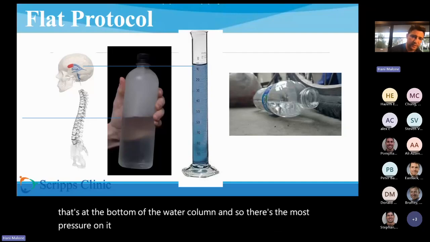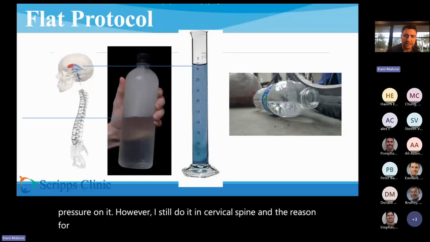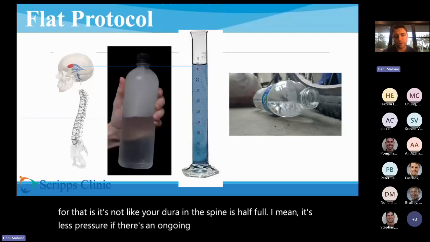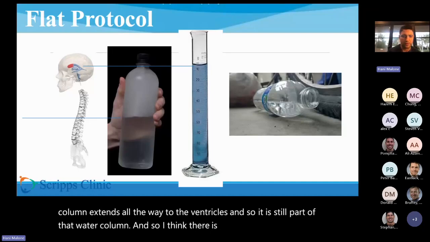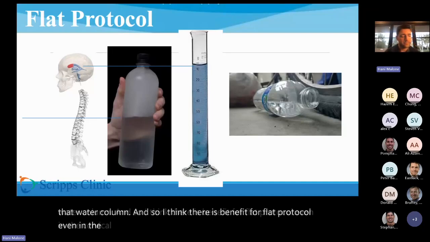However, I still do it in the cervical spine, and the reason for that is it's not like your dura in the spine is half full. I mean, it's less pressure if there's an ongoing leak, but the water column extends all the way to the ventricles, and so it is still part of that water column. And so I think there's benefit for flat protocol even in the cervical spine.